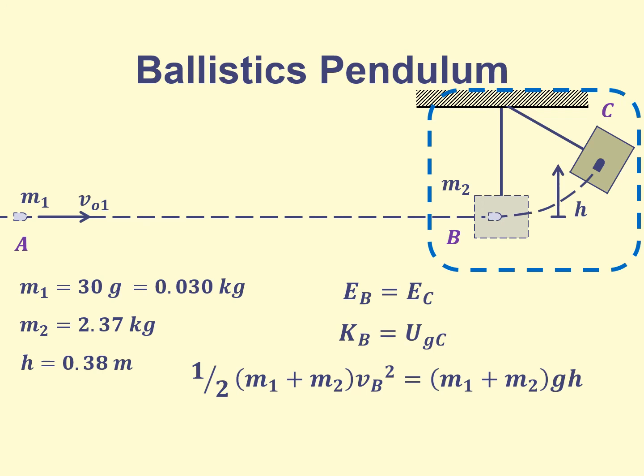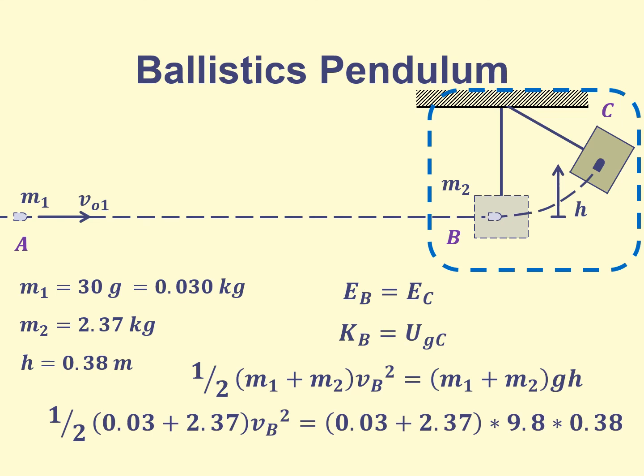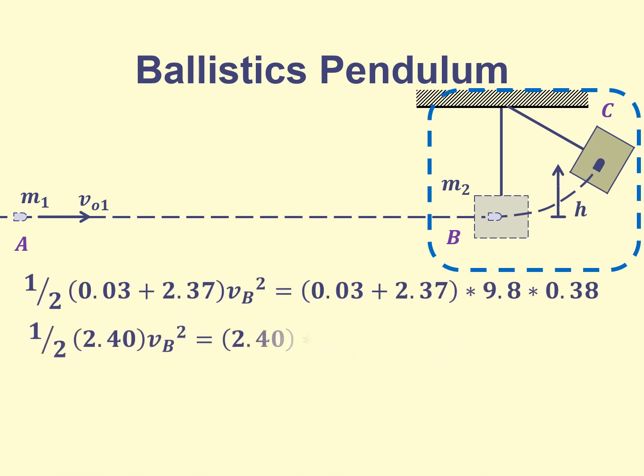The two objects are together at both points, so it's going to be mass 1 and mass 2 together. Half of both masses together times the velocity at point B squared is going to be equal to both masses together times g times h. We'll go ahead and plug in our numbers. We find that 1/2 times the masses together, which is 0.03 plus 2.37, so 2.4, times the velocity at B squared, is equal to 2.4 times 9.8 times 0.38. Half of 2.4 is 1.2, and on the right-hand side, we get 8.94.